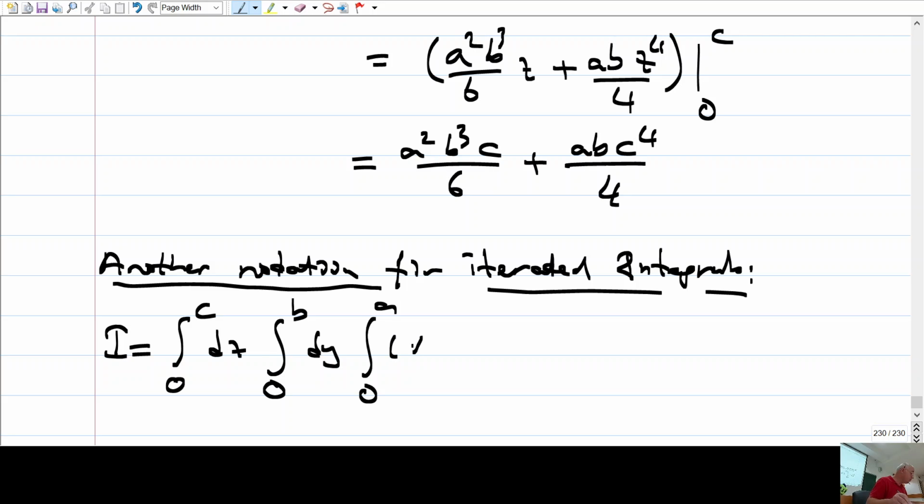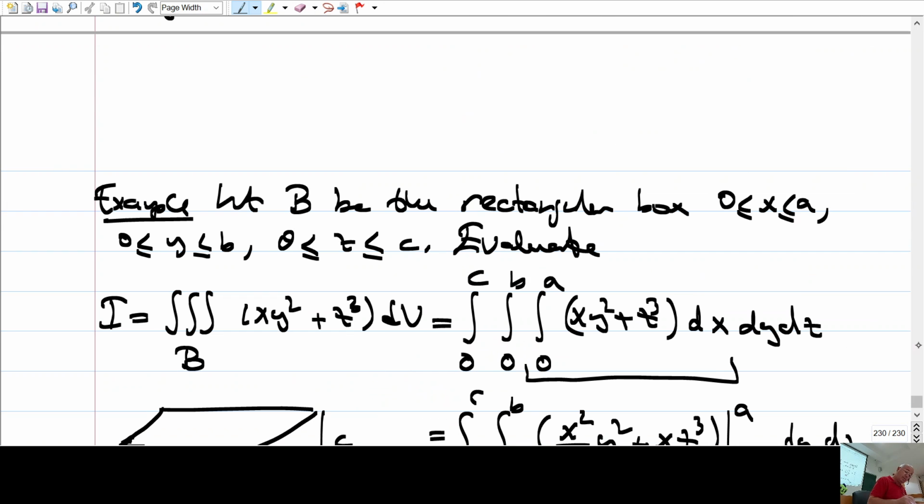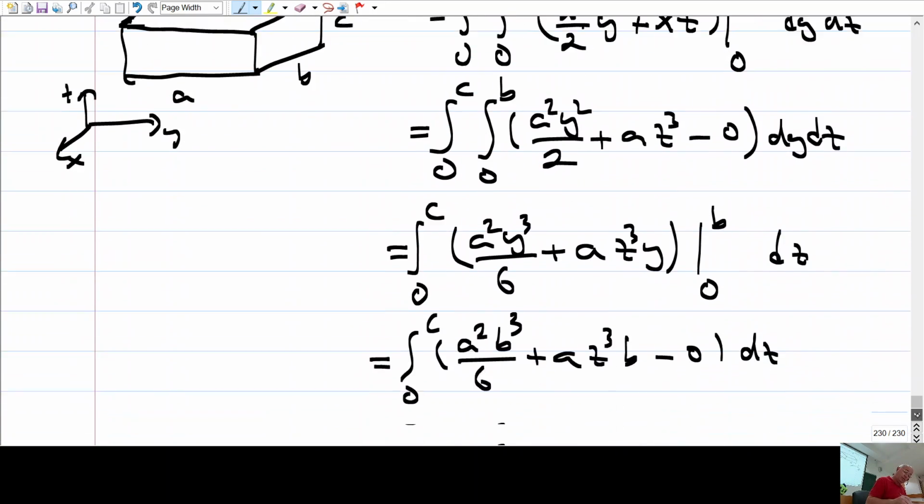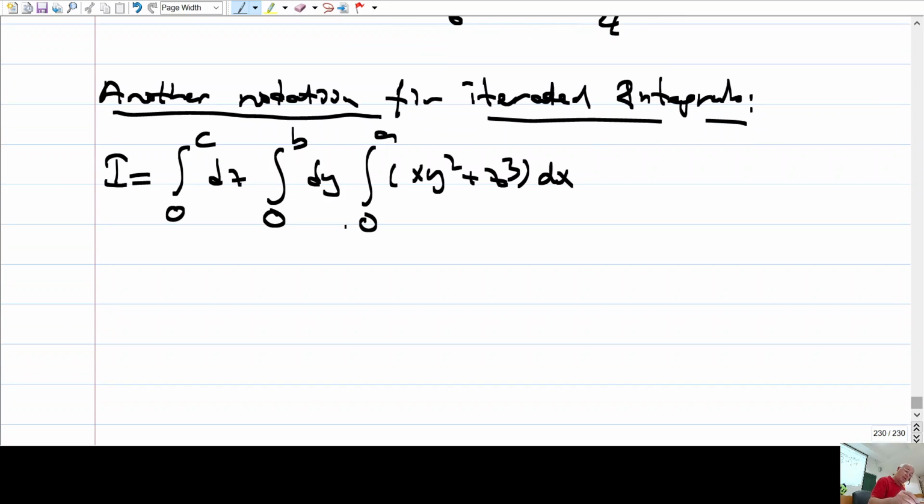What was the object? xy squared plus z cubed, dx. So they don't write it like this, but they write it like this. It means first you integrate with respect to x. Whatever you get, you put it here and integrate with respect to y, and then you get something, and then you put it here and you integrate with respect to z. They are the same thing, just different notations. Okay.